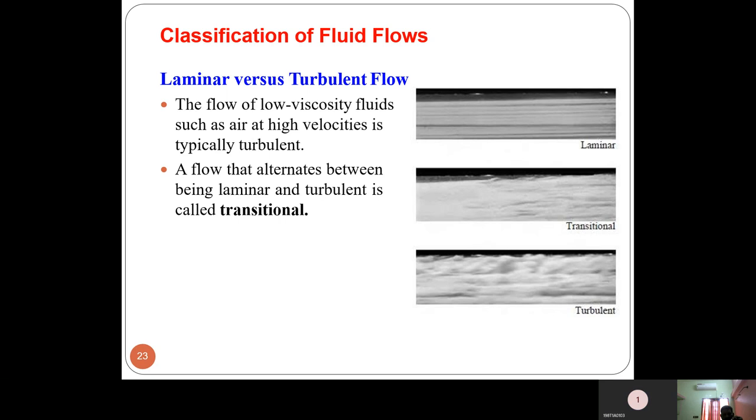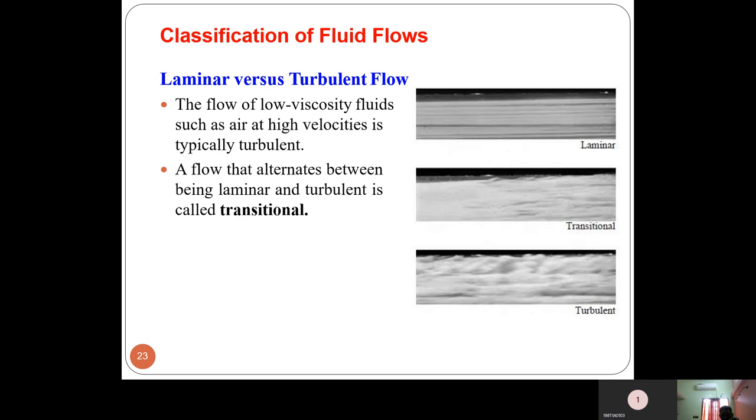With this Reynolds number, we can say whether a fluid flow is laminar or turbulent. For example, if a fluid is flowing through a pipe, then 2300 is the critical Reynolds number. If the Reynolds number is less than 2300, that is called laminar flow. If Reynolds number is between 2300 and 4000, that is called transition. And if Reynolds number is greater than 4000, then that flow is called fully developed turbulent. By this, we can say whether a fluid is laminar.